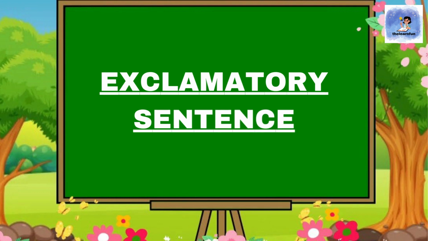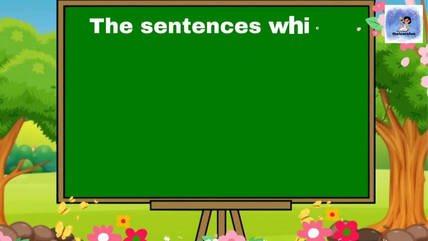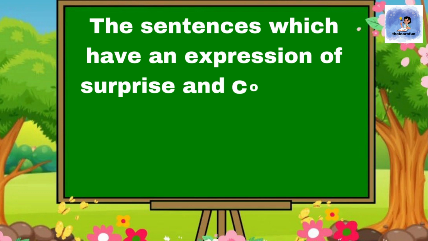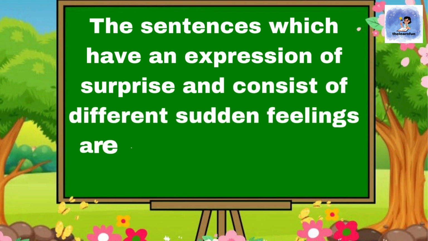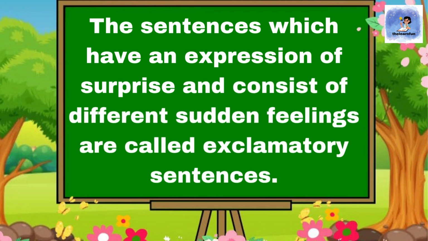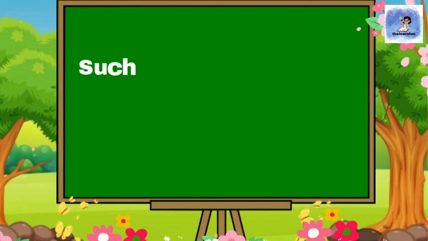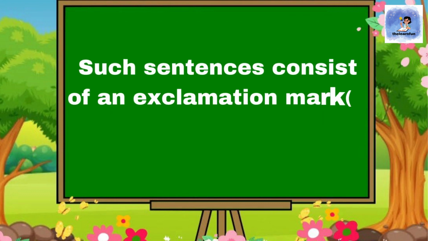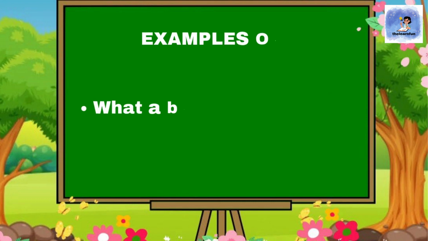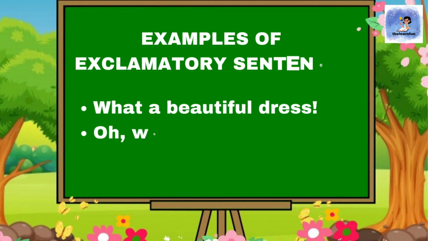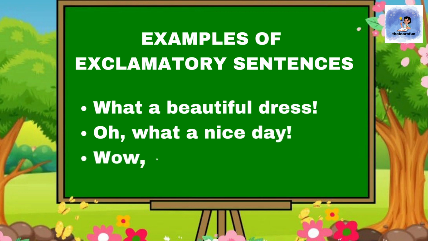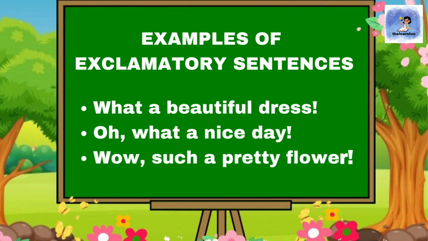Exclamatory sentence. The sentences which have an expression of surprise and consist of different sudden feelings are called exclamatory sentences. Such sentences consist of an exclamation mark at the end. Here are some examples of exclamatory sentences. What a beautiful dress! Oh, what a nice day! Wow, such a pretty flower!